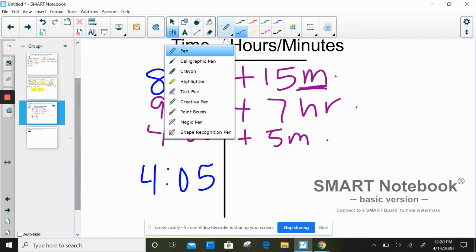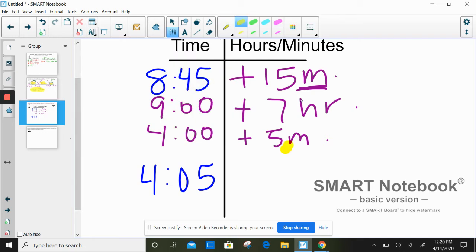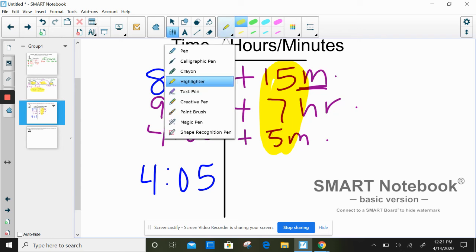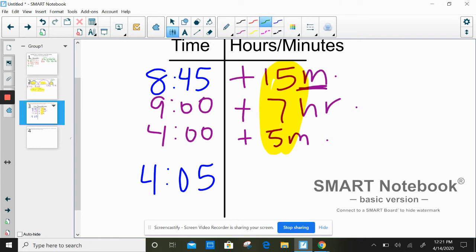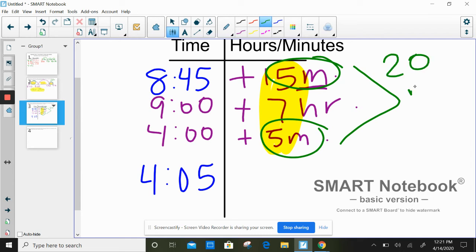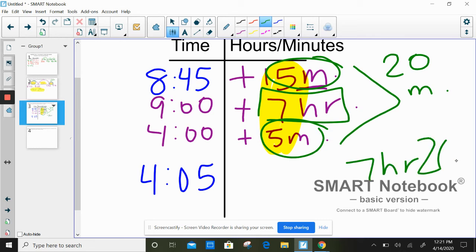All right? And then just like before, my answer is going to be these added together. So we have 15 minutes, 7 hours, and 5 minutes. So add your minutes first. So 15 plus 5 is 20 minutes. And then the 7, you don't have to do anything to 7. So your answer here is 7 hours and 20 minutes. Okay? All right.